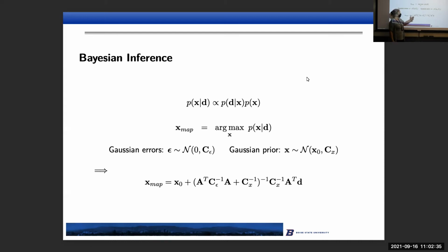And so again, something to think about when you're weighting your prior versus your data. If you don't really weight your prior, then you could be having an ill-conditioned problem. On the other hand, if you put a lot of weight on your prior, then maybe you're ignoring the data too much.